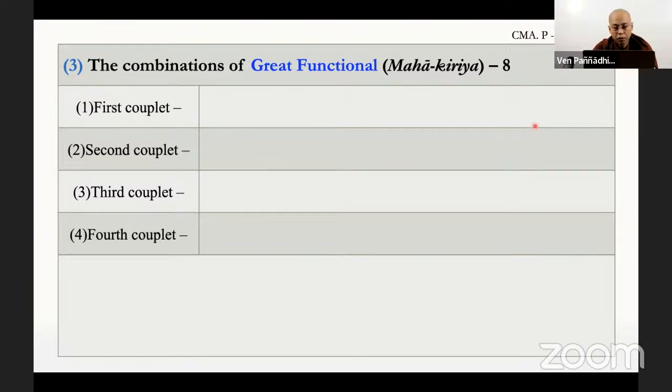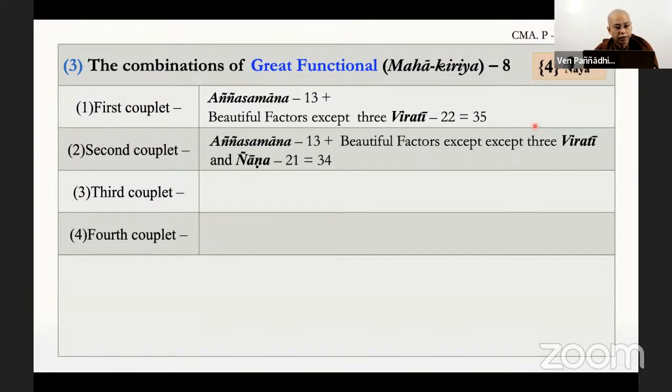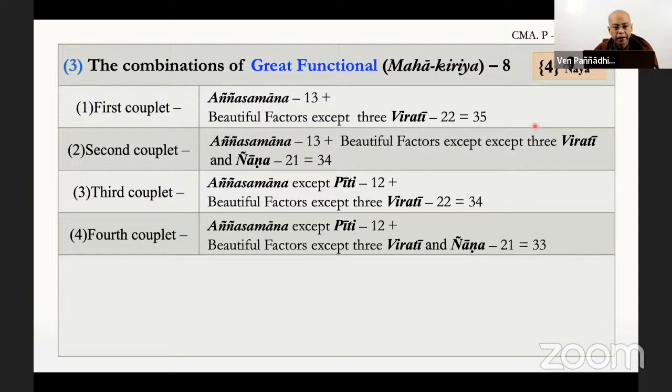So for the first couplet, how many? 35. 35 only, because here the great functional Virati is an exception already. So 35. And second? 34. 34 without jnana. And third? 34. 34 without piti with jnana. And for the fourth? 33. 33, great.